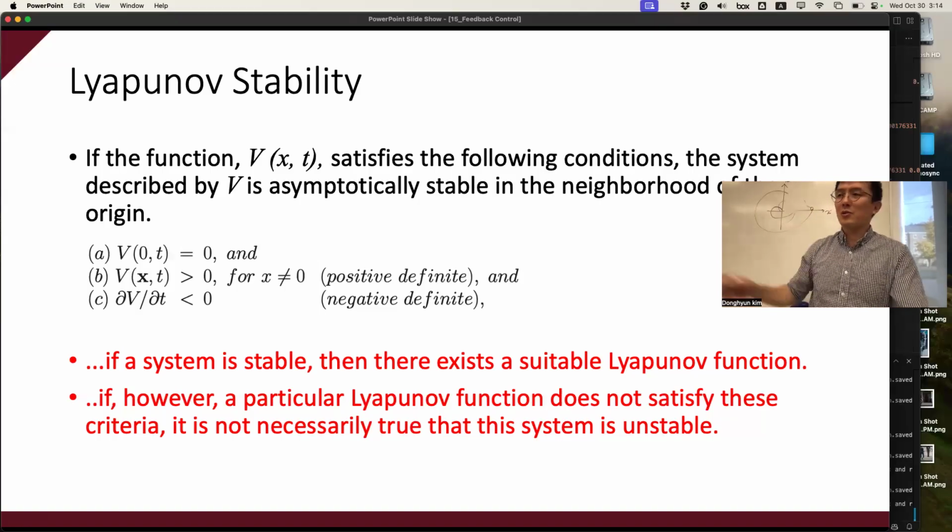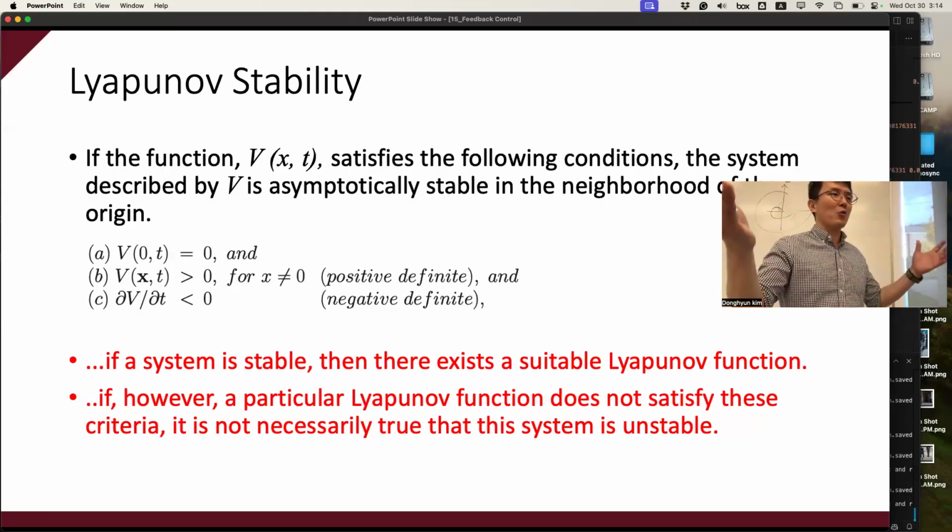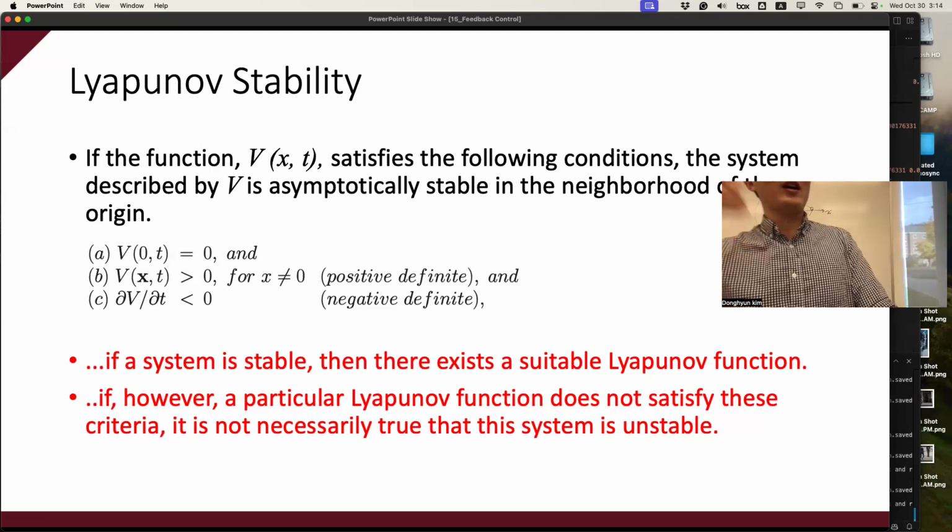For instance, if you write down the state space equation and A has a negative real part in the eigenvalue, then the system is unstable. That kind of thing is possible. But using a Lyapunov function to prove the system is unstable is not possible, because you never know that there is a Lyapunov function.